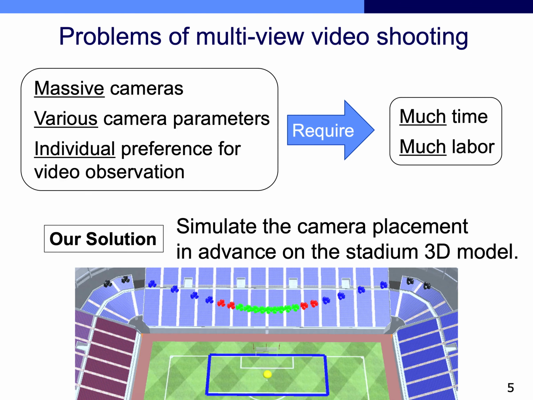The problems with multi-viewpoint video shooting in large-scale spaces is that it is necessary to handle the large number of cameras, the large number of camera parameters to be set, such as camera zoom, position, and orientation, as well as the variety of preference for video observation at the same time. In order to tackle these problems, it takes a lot of time and labor. So we think that simulating camera placement on a 3D model of the stadium in advance improves the operational efficiency of multi-view video shooting.